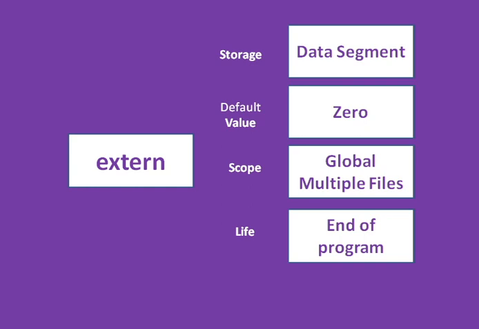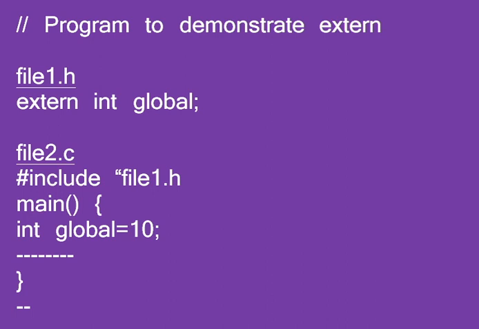Now we can understand extern by taking one example program. Here I am taking two files. The first file is a header file, file1.h. In file1.h I am taking extern int global, a variable global of integer type specified as external storage class. And I am taking one more file, file2.c. Within this file I want to use this global variable.